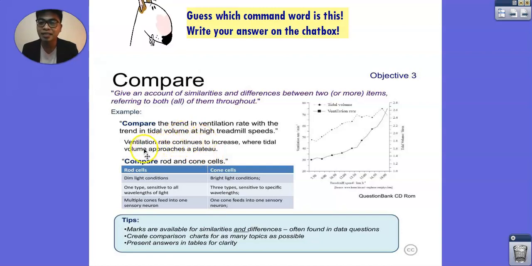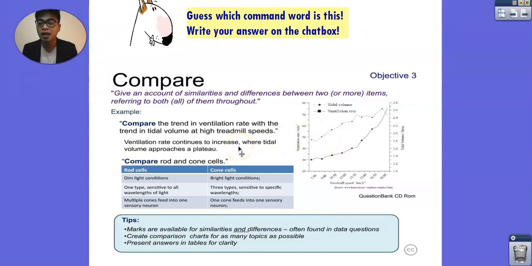So the answer here is ventilation rate continues to increase where tidal volume approaches a plateau. So the difference here is how they look in the graph, and the similarity here is that they continue to increase. However, the increase tends to be different when it comes to the rate of the ventilation and the trend in the tidal volume. So you need to tell us the similarity and difference.